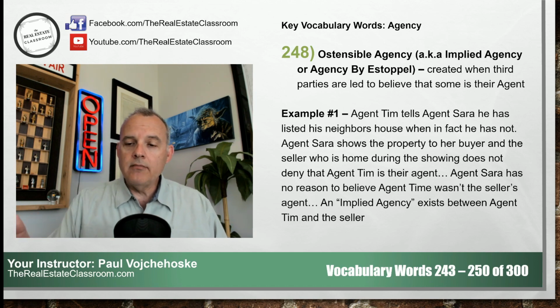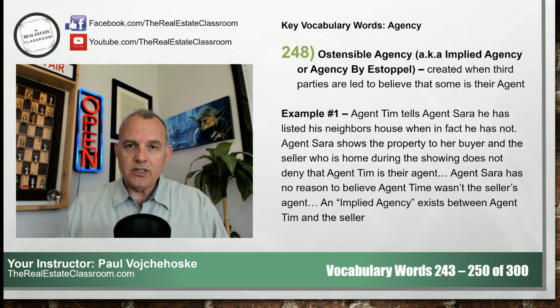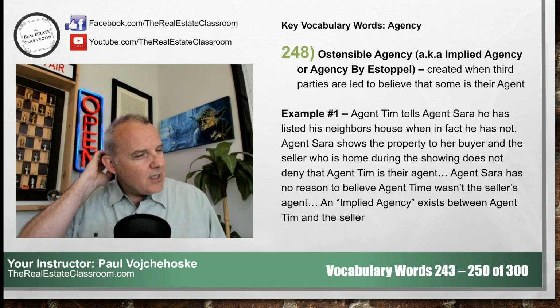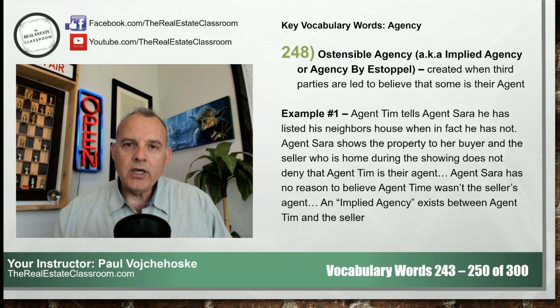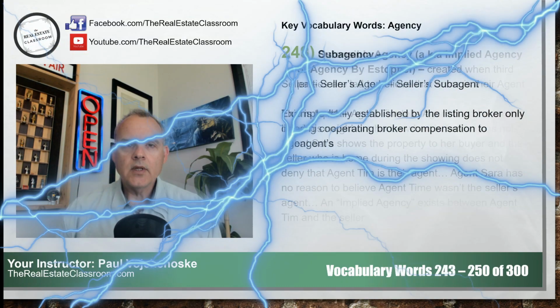So Agent Sarah moves forward working with Agent Tim to try to get the transaction put together. That is what we called ostensible agency. That third party, Agent Sarah, was led to believe that Agent Tim represented the seller. We also see this in some sub-agency situations as well, but that is ostensible agency.